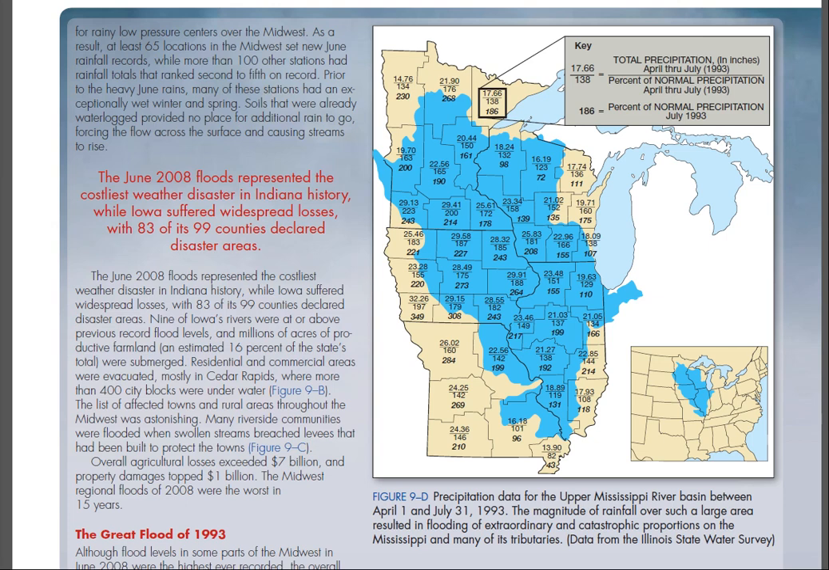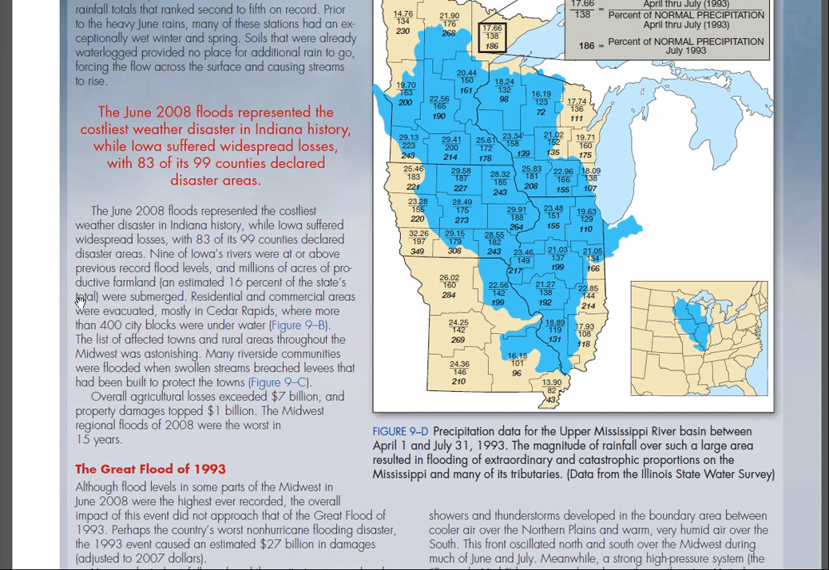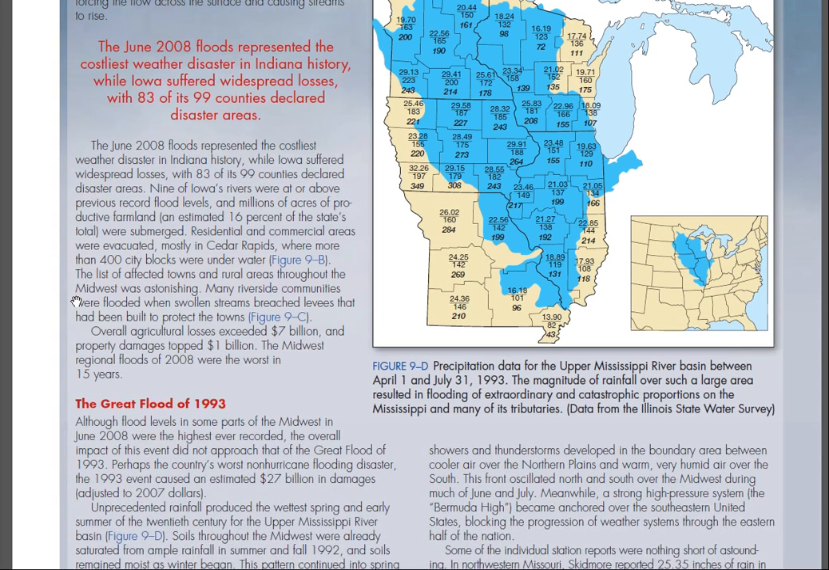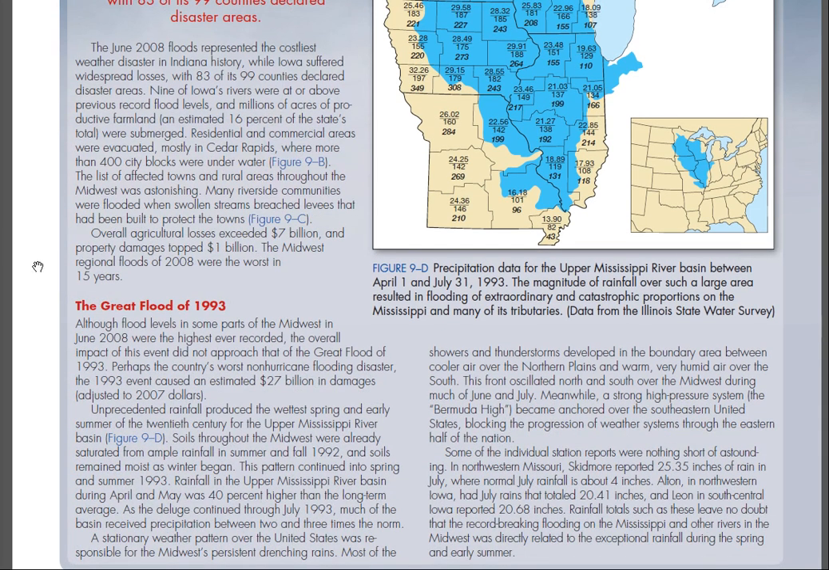Residential and commercial areas were evacuated, mostly in Cedar Rapids, where more than 400 city blocks were underwater, Figure 9b. The list of affected towns and rural areas throughout the Midwest was astonishing. Many riverside communities were flooded when swollen streams breached levees that had been built to protect the towns, Figure 9c. Overall agricultural losses exceeded $7 billion, and property damages topped $1 billion. The Midwest regional floods of 2008 were the worst in 15 years.